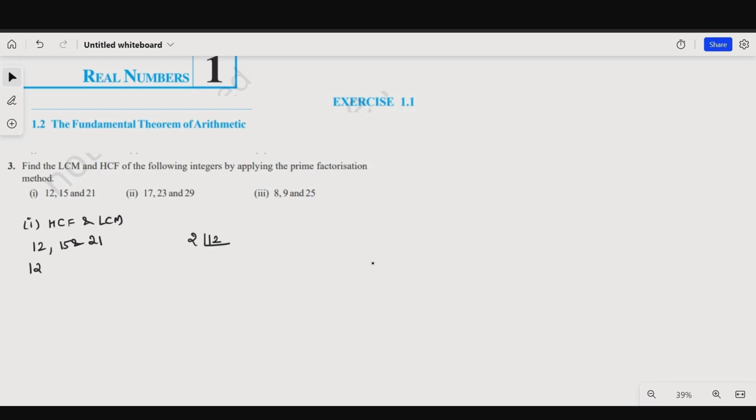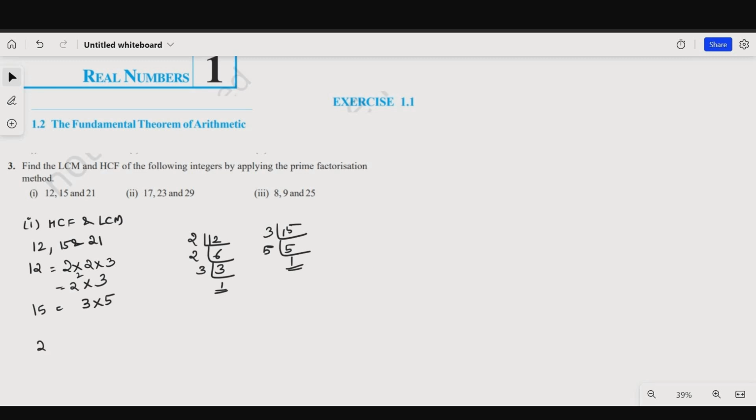It's divisible by 2, so gives 6. Again, 6 is divisible by 2, giving 3. 3 is a prime number, so it is divisible by 3 itself. So we get 12 as 2 into 2 into 3, which can be written as 2 square into 3. Now 15, the smallest prime number that can divide 15 is 3, 5 times 3, right? 5 is again a prime number, so 5 is divisible by the number itself. So we can write it as 3 into 5.